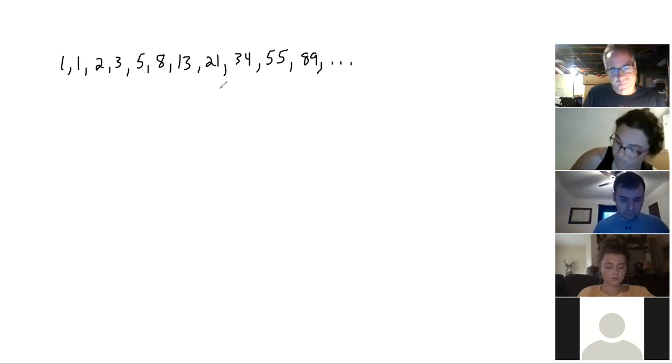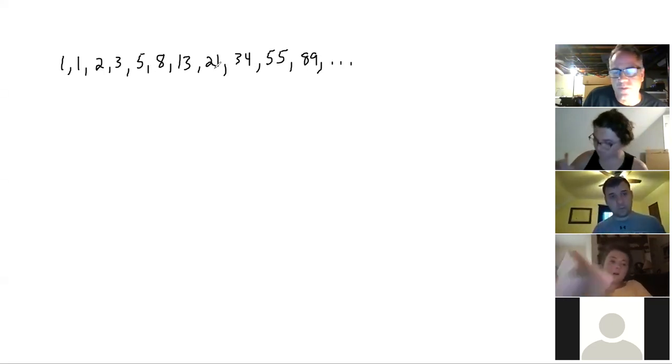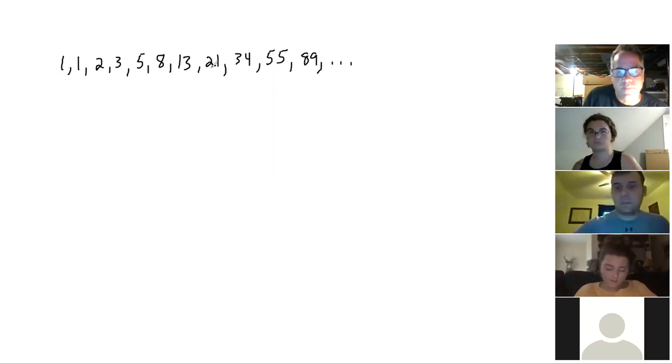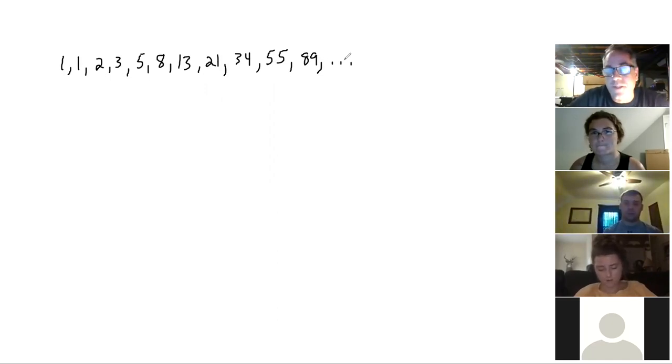Okay, so the sequence generates itself. You get the next term of the sequence by adding the 2 previous consecutive terms. So 5 plus 8 is 13, 8 plus 13 is 21, 21 plus 34 is 55, etc. You can just chat it in. Somebody type it in. What's the name?